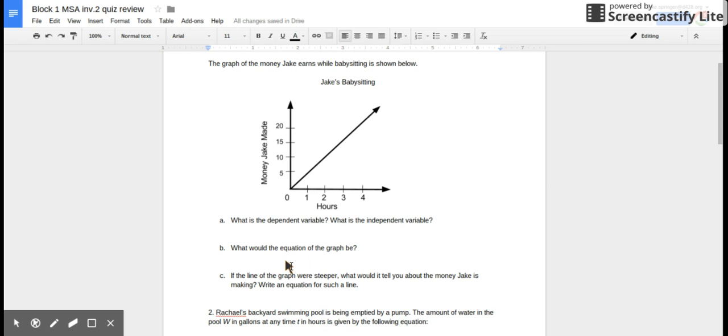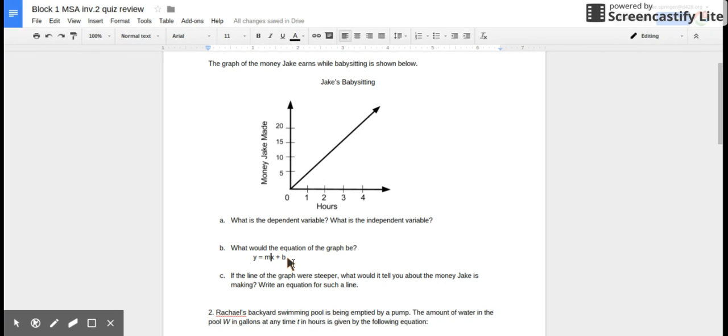Now, what would the equation be? Well, we use the equation y equals mx plus b. The only thing we're going to put in for our equation is our m and our b. M is our rate of change. So for every 1 hour, how much did Jake make? So we look at 1 in our line, and we look at where our y value is. We see that for 1 hour, he made $5. So that's going to be our m.